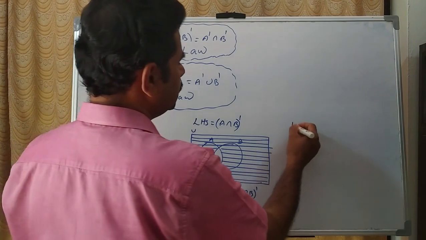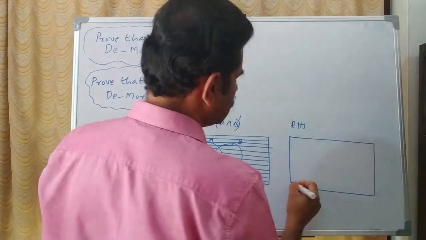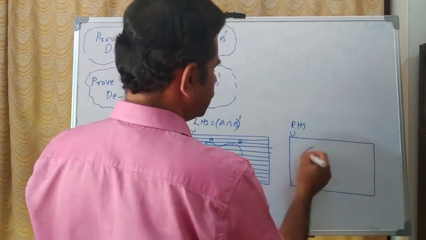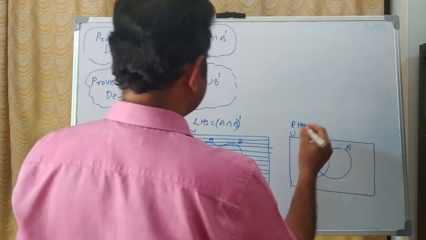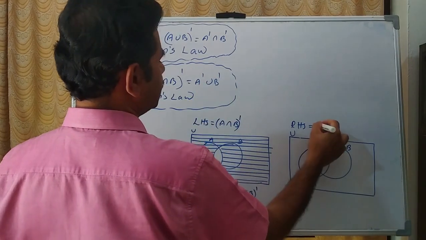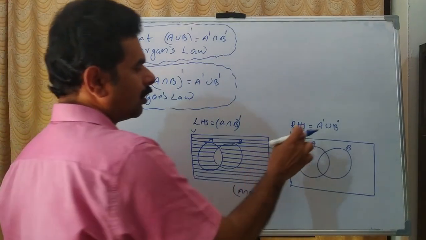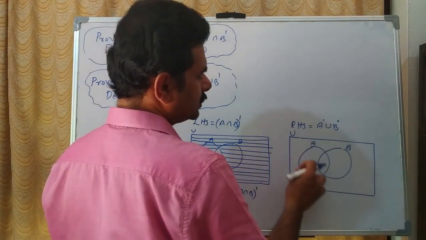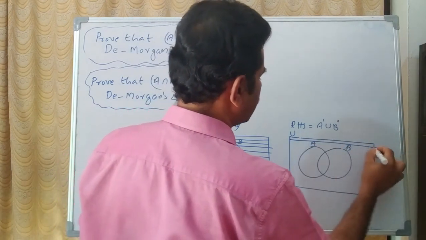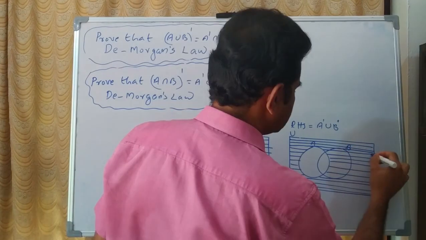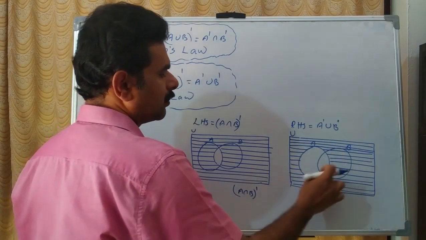Then take right hand side. Right hand side means it is also a same box. Universal set U. Similar type of sets A and B are drawn. Then what is RHS? Right hand side, A complement union B complement. A complement. A is this one. Its complement means whole other part of this A. Yes. It is what? A complement.